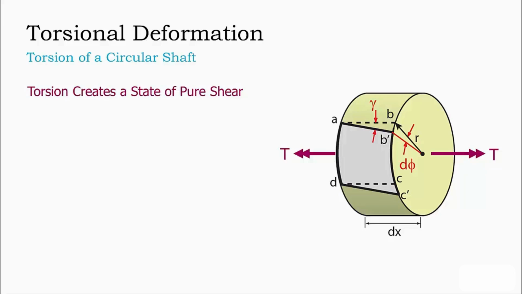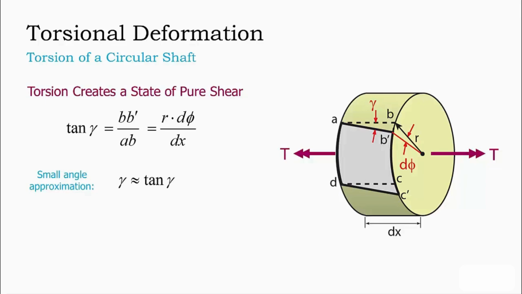Geometrically, we can relate the tangent of this angle gamma to the ratio of the length B prime over length AB. Length B prime is the arc length swept by radius r through infinitesimal angle d phi, or r times d phi, and length AB is simply the width of our element dx. Since we expect shear strain in real materials to be small, we can apply a small angle approximation where the tangent of our angle gamma is approximately equal to the angle itself in radians.